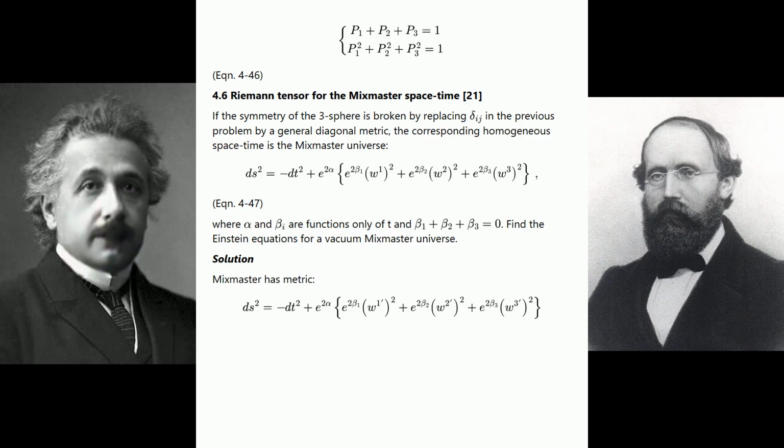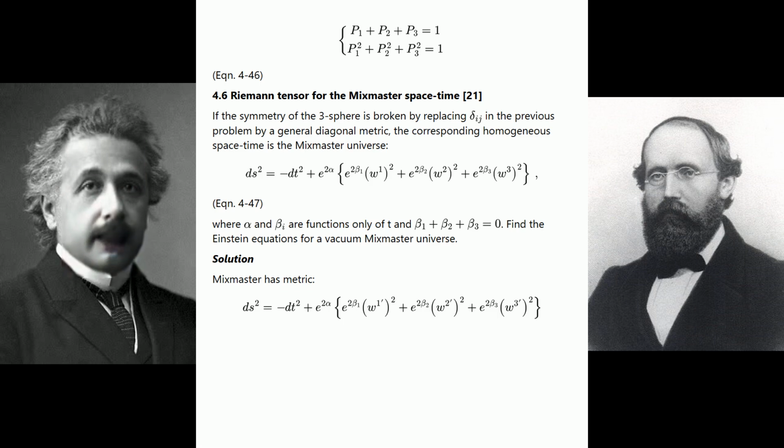4.6 Riemann tensor for the Mixmaster spacetime. If the symmetry of the three-sphere is broken by replacing delta_ij in the previous problem by a general diagonal metric, the corresponding homogeneous spacetime is the Mixmaster universe, equation 4-47, where alpha and beta_i are functions only of t and beta_1 plus beta_2 plus beta_3 equals 0. Find the Einstein equations for a vacuum Mixmaster universe.